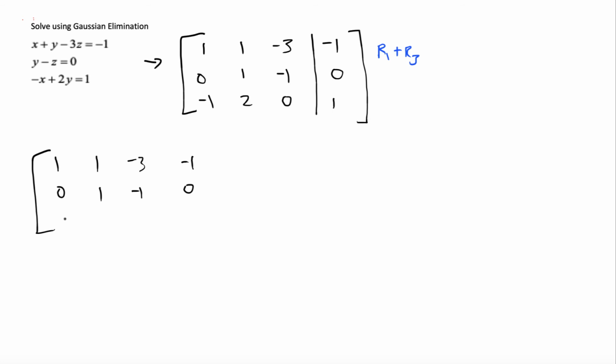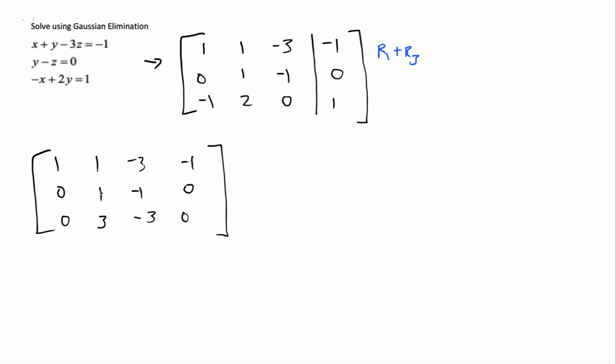1 plus negative 1 gives us 0. 1 plus 2 gives us 3. Negative 3 plus 0 just gives us negative 3. And negative 1 plus 1 gives us 0. Okay, so this is good, right? We got a 1 in the first entry in the main diagonal here and zeros below it. You notice this entry is also a 1, which is good, right? So now we just want to get a 0 below it.